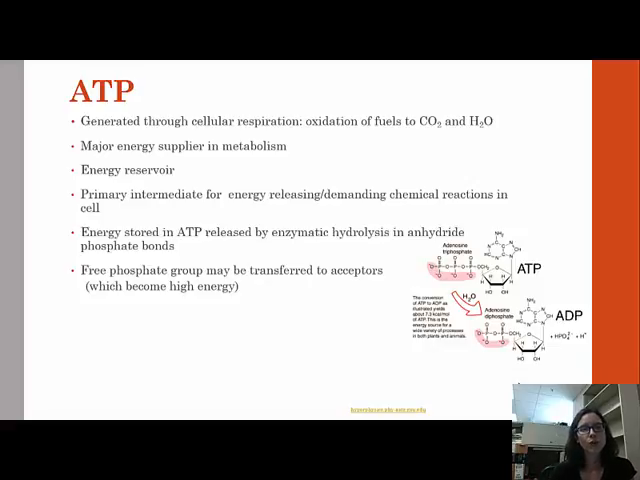So energy is stored in ATP. Energy stored in ATP is released by the enzymatic hydrolysis of anhydride phosphate bonds. Now, when the phosphate bond is broken, releasing the energy, that phosphate can then be transferred onto an acceptor molecule, and then that bond becomes high energy.